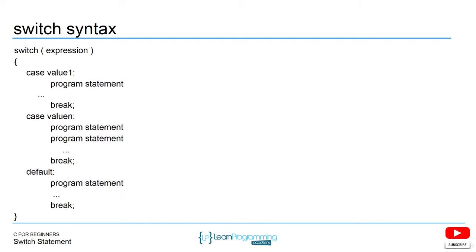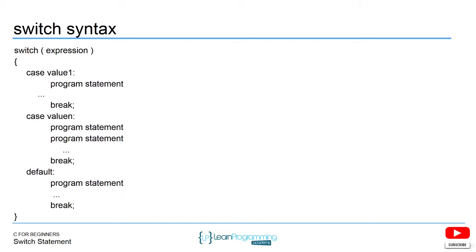So case is also a keyword. You also notice the colon after the case. So you have case and then you have your value. And then inside there you can have multiple program statements. And then at the end you have a break keyword. That's another keyword. So there are 4 keywords here: the switch keyword, the case keyword, the break keyword, and then the default at the bottom. So these are the important things to notice.